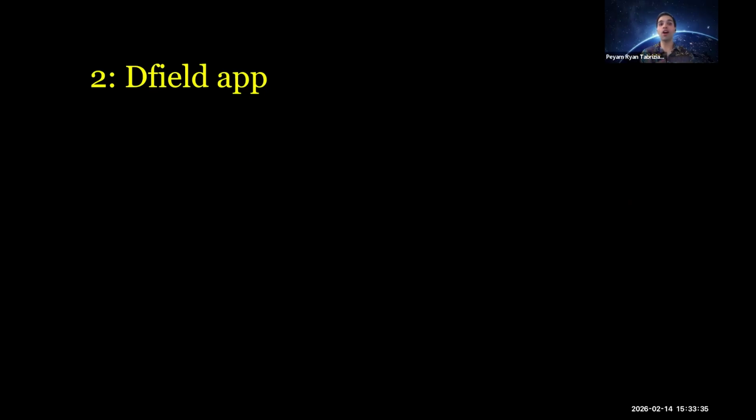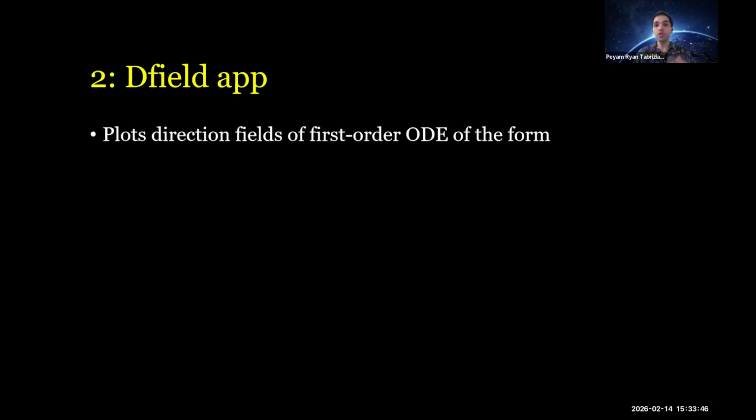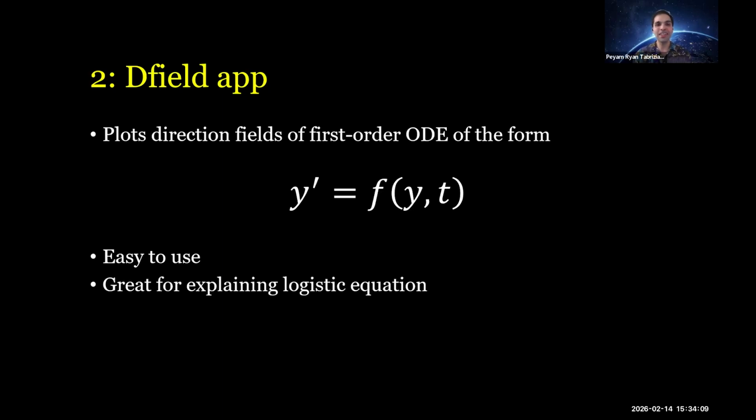Okay, now that's one thing. Then, and this is a bit in chronological order of a differential equations course, when I cover direction fields, there's a really cool app called the D-Field app that's super accessible. What it does is plot direction fields of first order ODEs of the form y prime equals f of y comma t. And what I like about this is it's very easy to use. You just go on a link and you don't really need to know any programming. It's also great for explaining the logistic equation, which I'll show you.